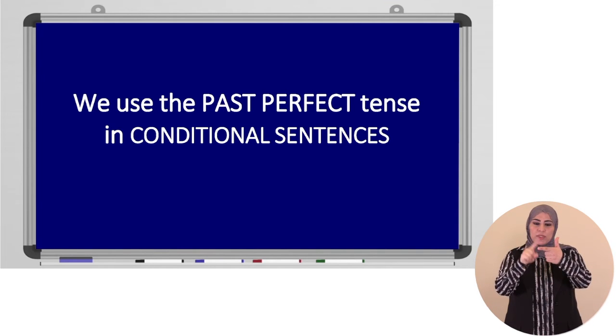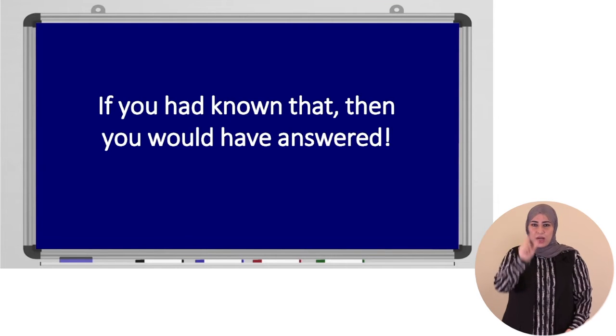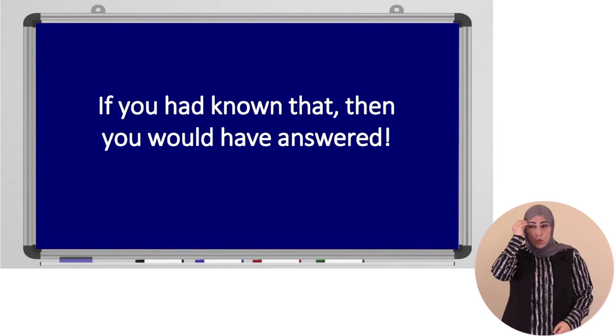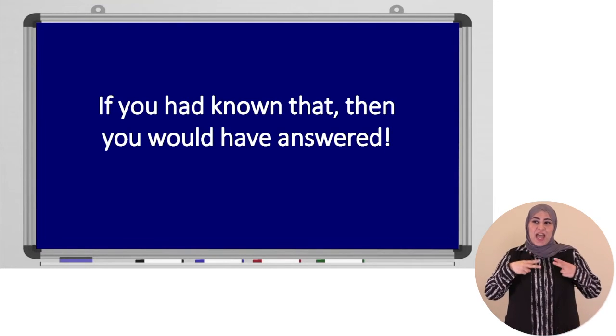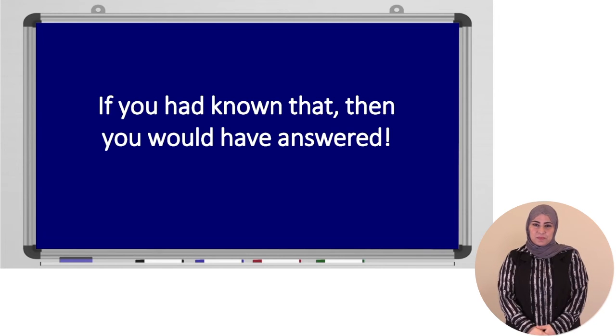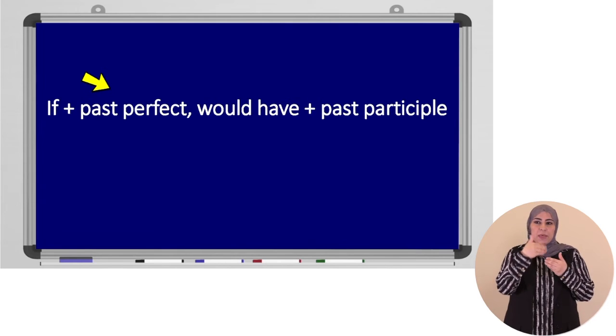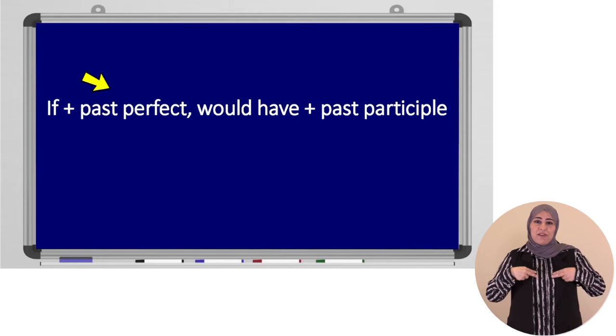In which type of conditional? In the third conditional. If you had known that, then you would have answered. If you had known, you would have answered. This is a mix of what? Of the third conditional and past perfect. So let's see it. If plus past perfect, would have plus past participle. Easy. It's a simple equation.